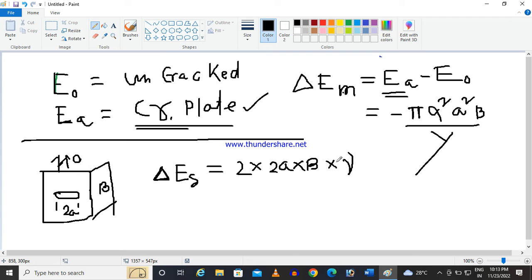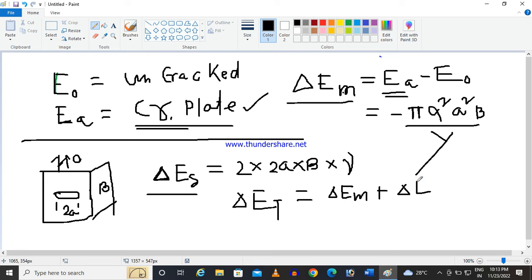so now this is the total change of energy taking place. One is the change of mechanical energy, which is delta EM, and the change of surface energy. Okay, so this is the total energy change, delta ET. I am telling E total, which is delta EM plus delta ES. Okay, delta ES.